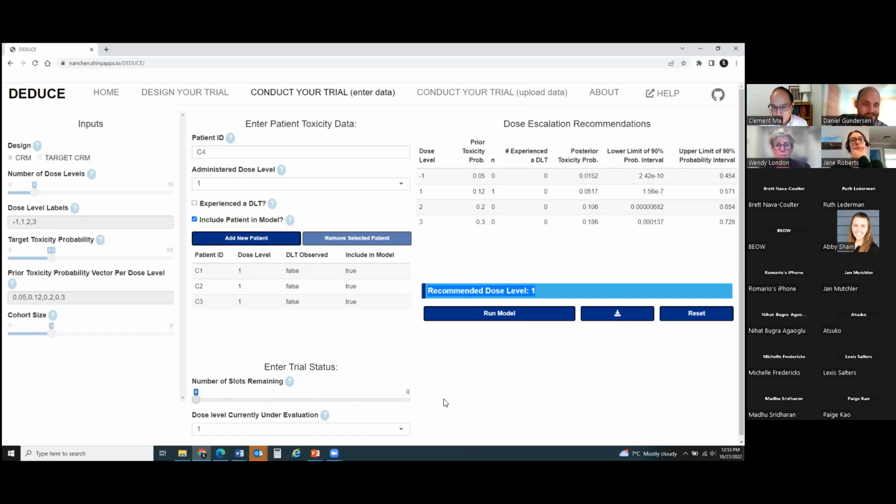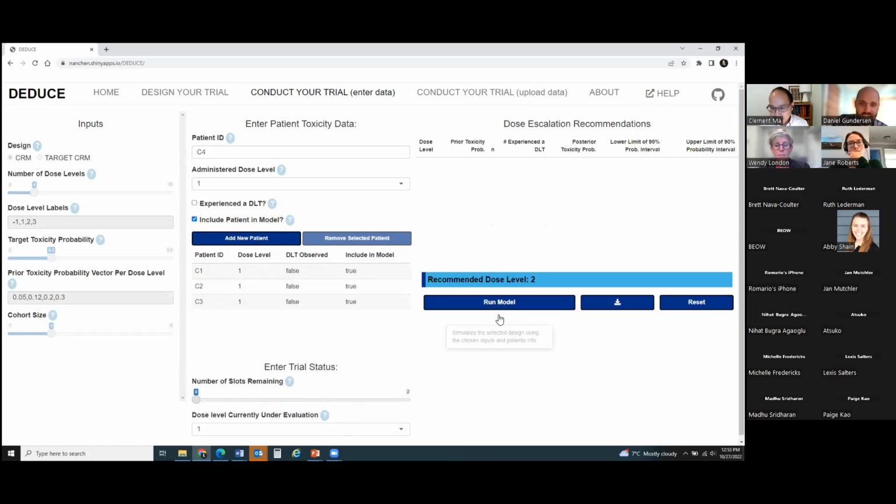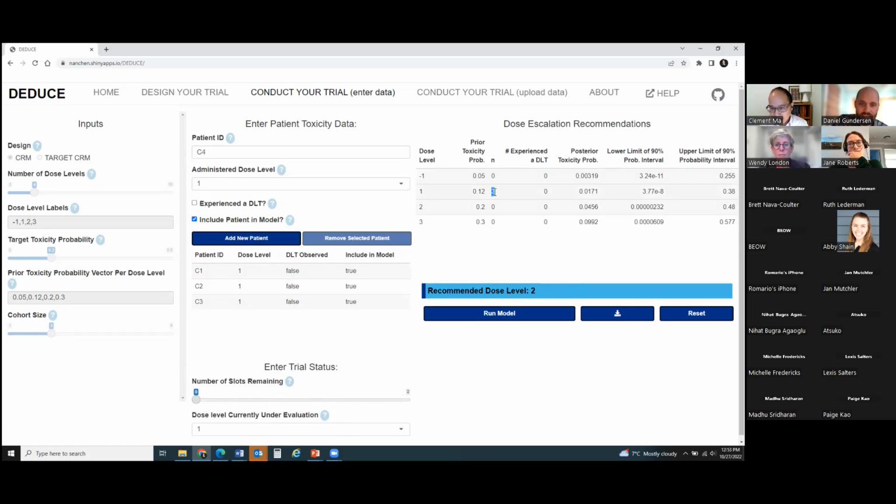We've completed our cohort. We can rerun the model, and we can see here now we have enrolled 3 patients, no DLTs. The posterior DLT rate is very low, only 1.7%. So the model's telling us that it's safe to escalate to dose level 2. And then this would go on as you proceed in your trial.